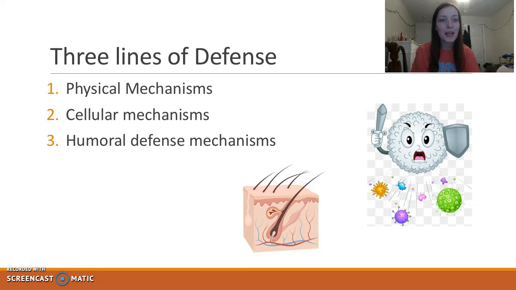Your body has three lines of defense. Your physical mechanisms, such as your skin, mucous membranes, saliva, tears, and the hairs of your nostrils. Your cellular mechanisms, which are defensive cells that attack the suspicious ones, which is the basis for your lymphatic system. And your humoral defense mechanisms, which are antibodies found in the body fluids that bind to bacteria, marking them for destruction, which is the basis for the immune system.